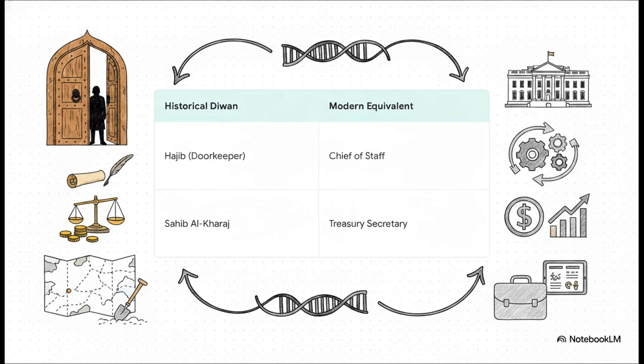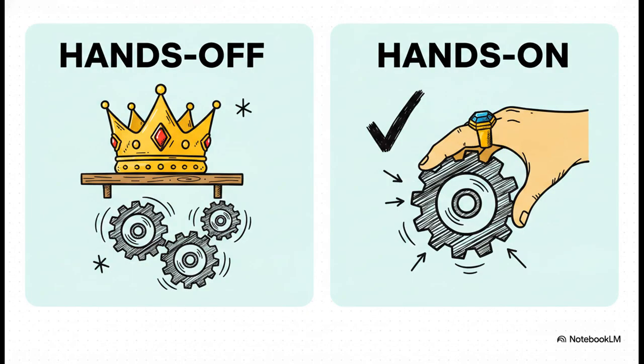For instance, the historical role of the hijib, which was basically the doorkeeper who managed access to the leader and coordinated central operations, is the exact structural equivalent of a modern White House chief of staff. Meanwhile, the Sahib al-Karaj, the administrator in charge of state revenues and land taxes, maps flawlessly to the modern role of Treasury Secretary. We've totally changed the job titles, for sure, but the structural blueprints of the bureaucratic machine are practically identical. How this builds into the everyday practice of power is really fascinating.